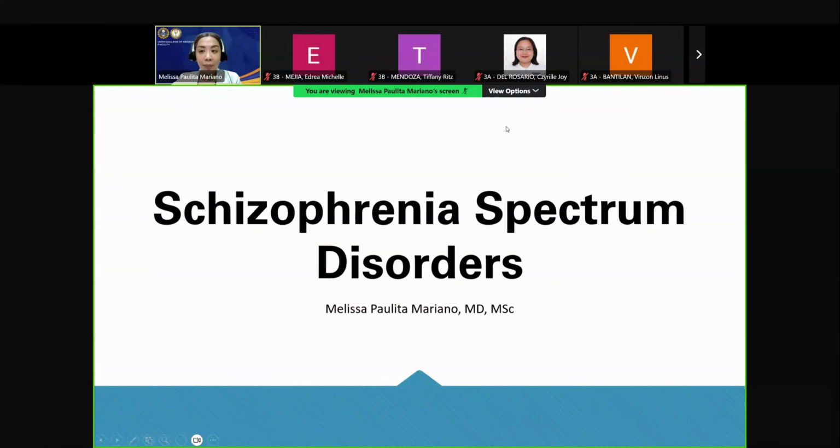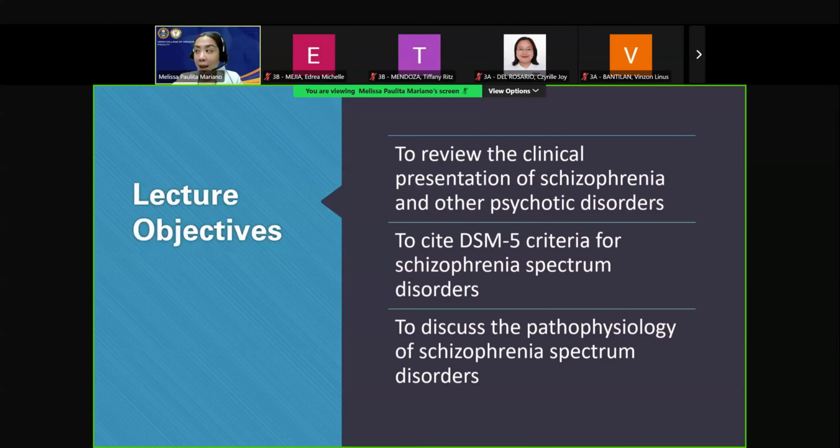and start. So schizophrenia spectrum disorders are going to be very, very important to us when it comes to managing patients in psychiatry. It is one of the most common disorders that we frequently encounter and that you will also encounter in clinical practice, even in primary care.